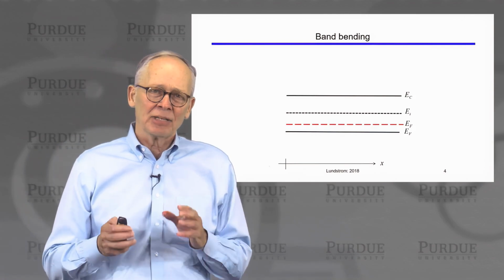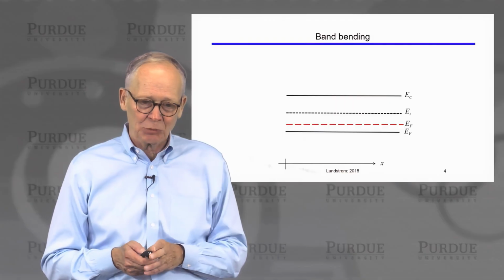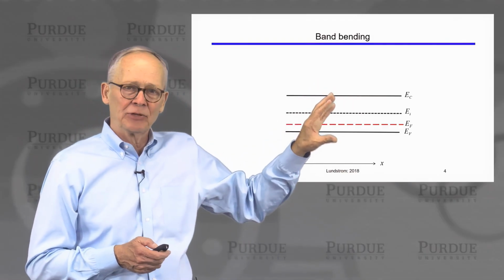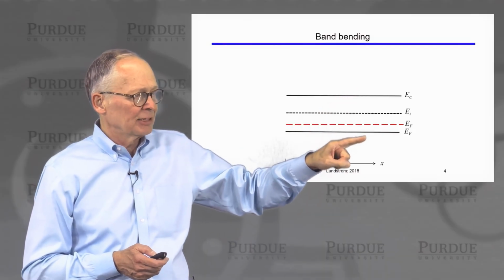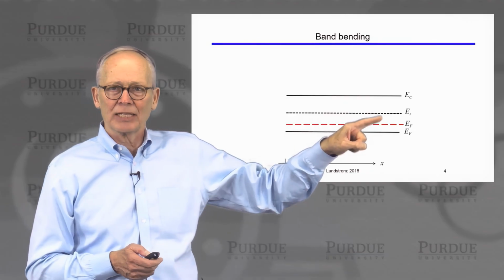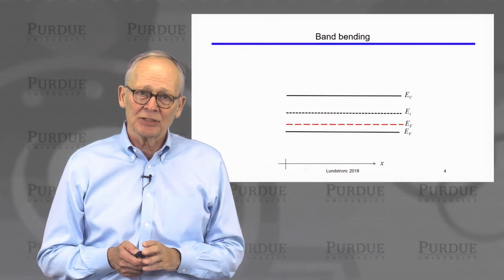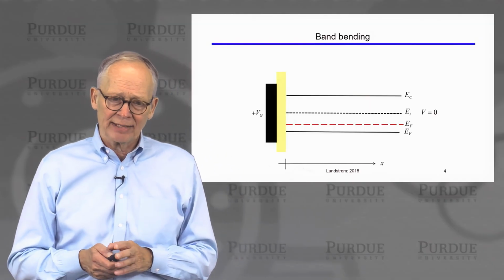Now, energy band diagrams are all about band bending. So we're going to try to understand what makes bands bend. Here's an energy band diagram for a p-type semiconductor. Here's my conduction band. Here's my valence band. The intrinsic level is approximately the middle of the band gap, and my Fermi level is down near the valence band, so this is a p-type semiconductor. So that's an energy band diagram.